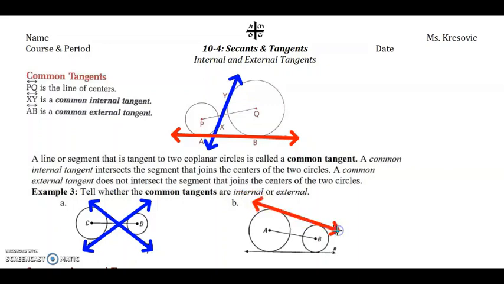Here are more examples of an external tangent. Now, even though that's on top of the circles, you could visualize flipping that around so that it would be a tabletop. This is also an external tangent.